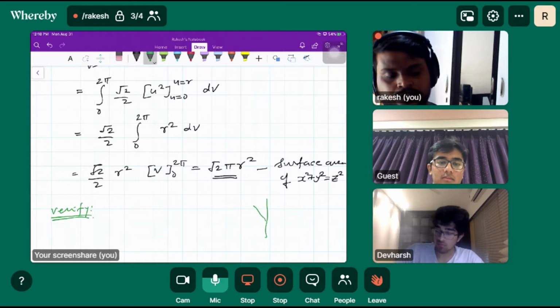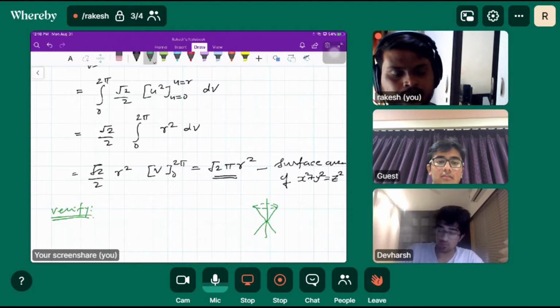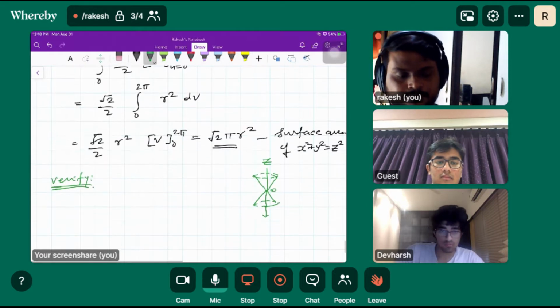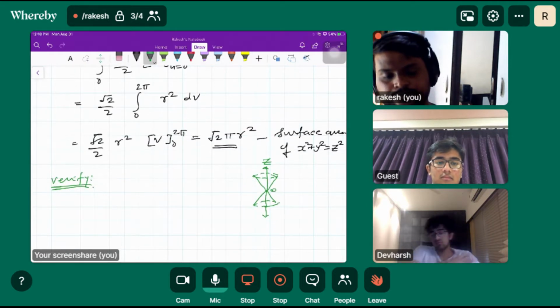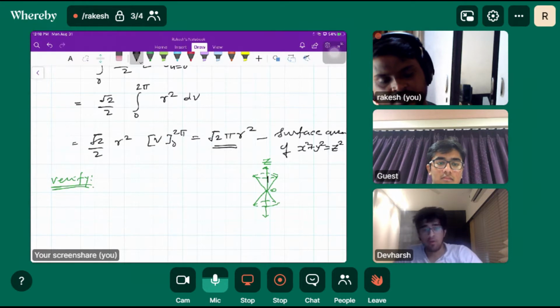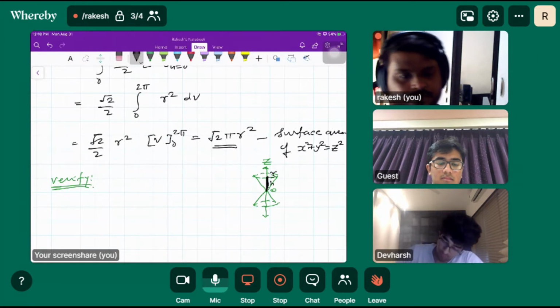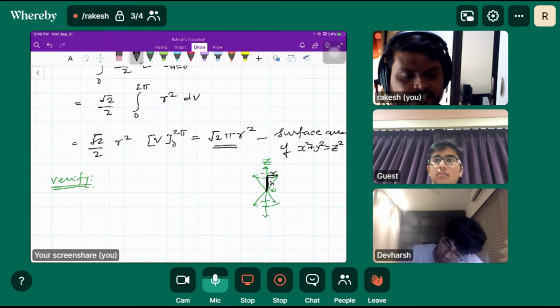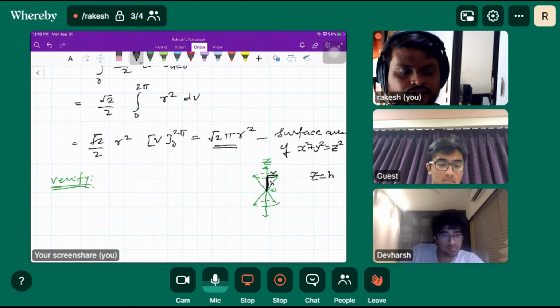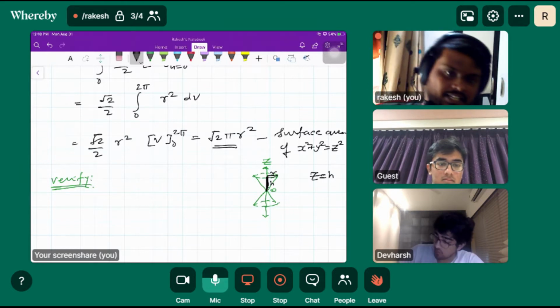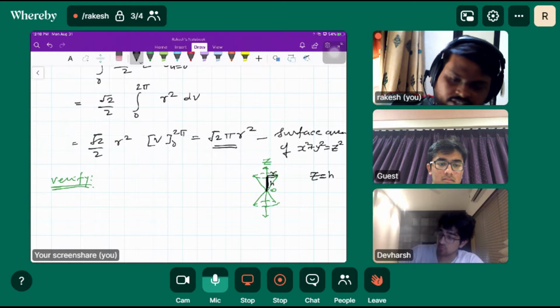See, our cone is like this. Along c, this is 0. So our cone is like this, right? If I take this as z, z is basically h and this is r. Can you see the diagram properly? Height is h, so z is equal to h. I'm taking height as h and radius as r.